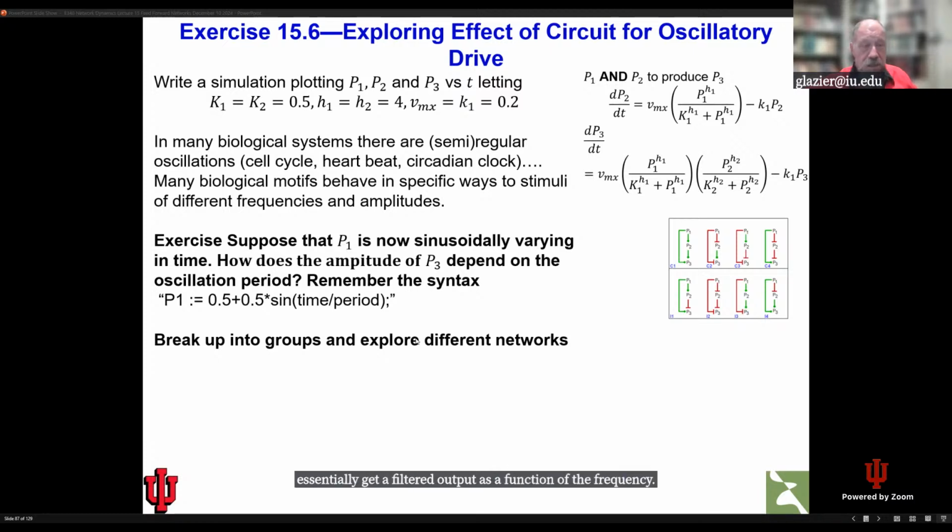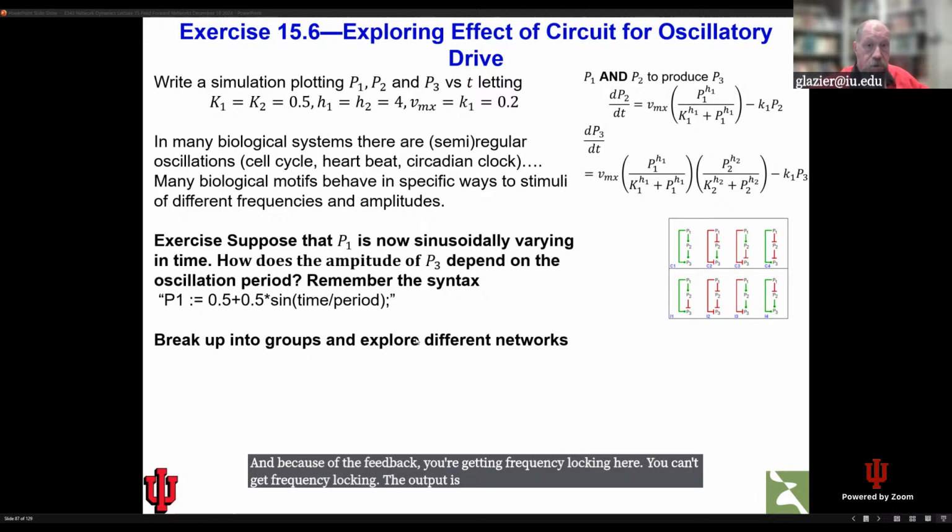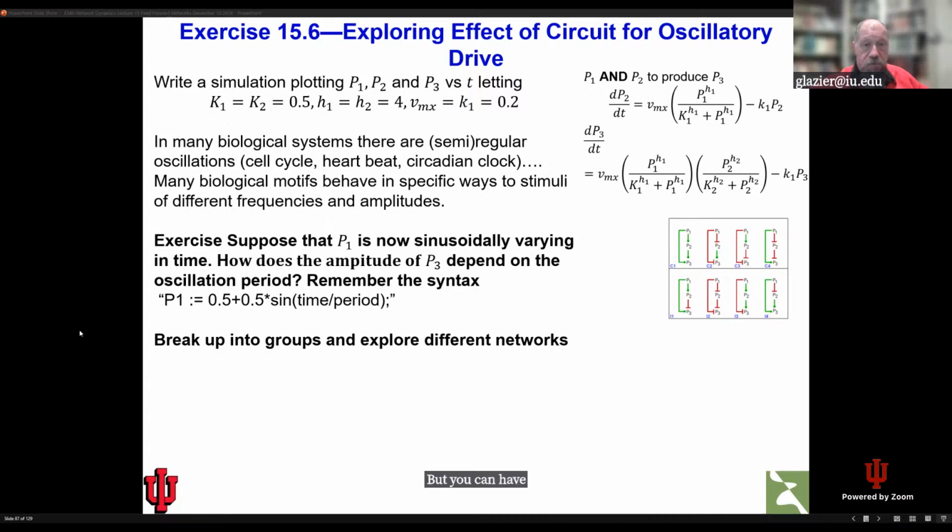Now, this isn't as interesting as the one you've been doing for the project, where you have a periodic input signal, and because of the feedback, you're getting frequency locking. Here, you can't get frequency locking. The output is always going to be the frequency of the input. But you can have something where if the frequency of the perturbation of the P1 signal is too fast, the output never turns on. Or vice versa, if the frequency is too slow, the output never turns on, depending on how you set it up.